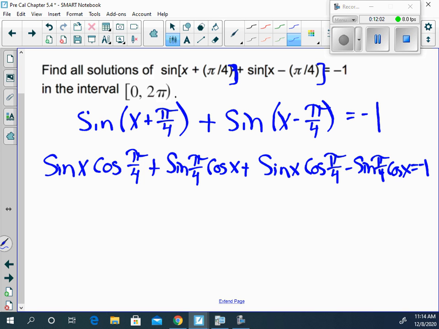Questions on this here? So we're utilizing those sum and difference formulas. We're using each one once.